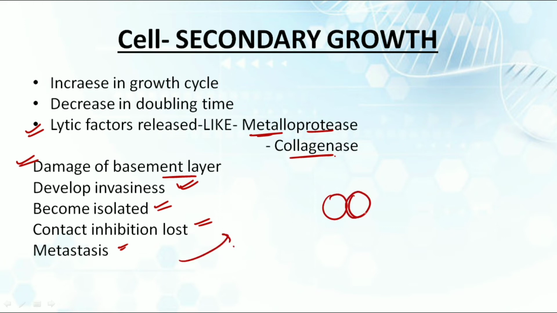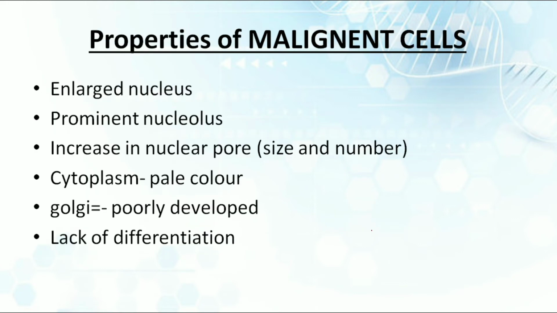So when two cells are in close proximity to each other, they tend to remain together, but in case of the secondary growth of the cancer cells, the contact inhibition is lost, and they become isolated from each other, and hence they move to the new location by the process of metastasis and cause cancer there. So this was about it.